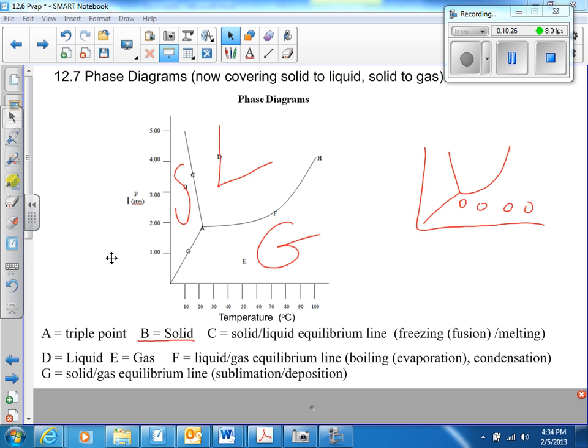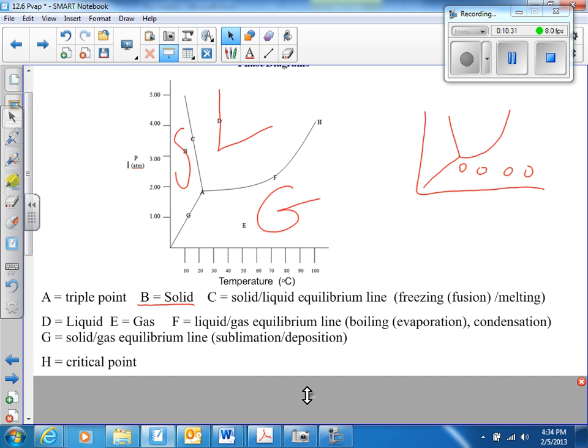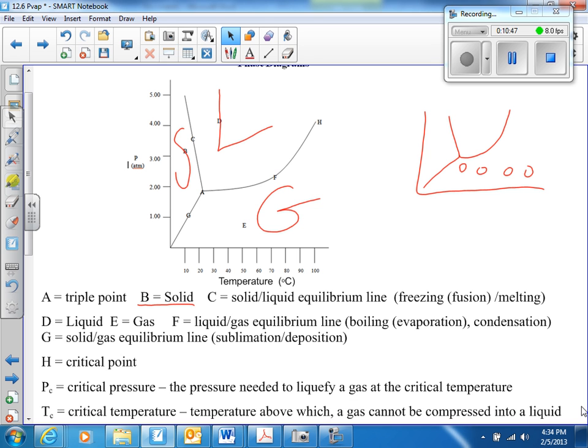Then there's this point H. What is that? It's called the critical point. And here you go. Critical pressure. So you go to the critical point and the pressure, it's about 4 atmospheres for the substance. The critical pressure is the pressure needed to liquefy a gas at the critical temperature. And the critical temperature is the temperature above which a gas cannot be compressed into a liquid. So if you are above 100 degrees for this particular substance, it will remain a gas.